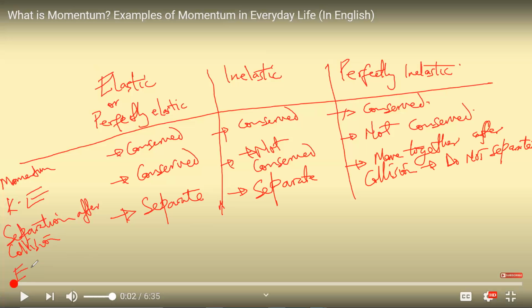Examples that you can give here is, for example, a collision of gas molecules, of ideal gas molecules. Now, we're talking about kinetic energy not being conserved.